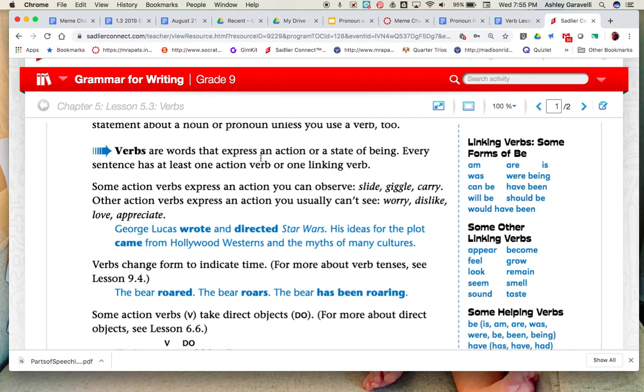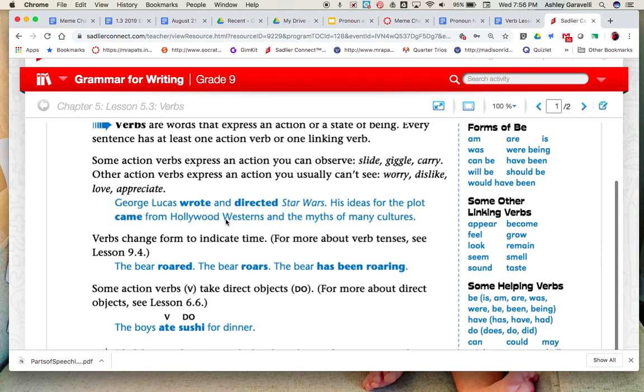Verbs are words that express an action or a state of being. Every sentence has at least one action verb or linking verb. So again, like I said earlier, to be a sentence, you have to have a subject and a predicate. A predicate has to have a verb. I want you to highlight all of that as well. So express an action or a state of being.